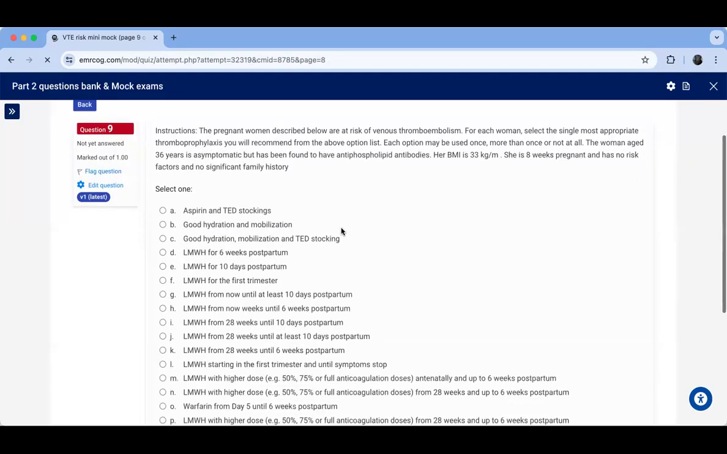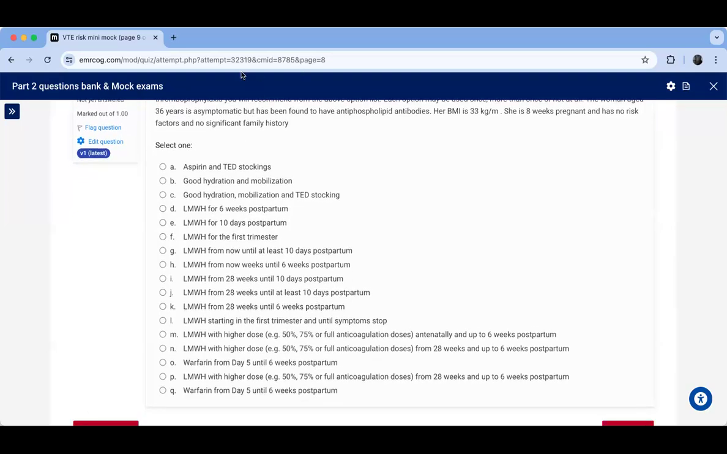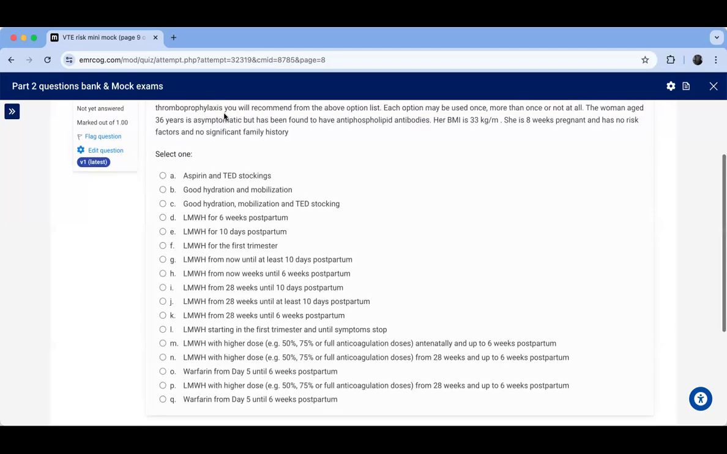Okay, this is question number 9, and it's again the most appropriate thromboprophylaxis. What is the story? She is 36 years old, asymptomatic, and has been found to have antiphospholipid antibodies. That's a very good question because antiphospholipid antibody alone without any symptoms is considered one risk factor. Her BMI is 33, which is another risk factor. She is 8 weeks pregnant and has no other factors and no significant family history. Age is one risk factor because she is more than 35. The total score of this lady is 3, right?